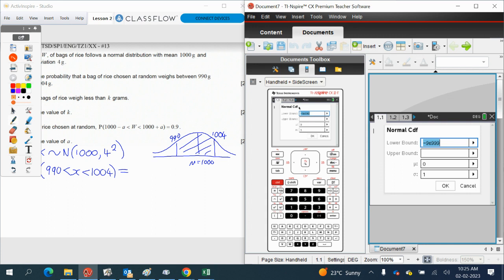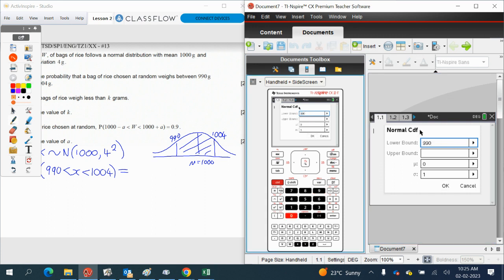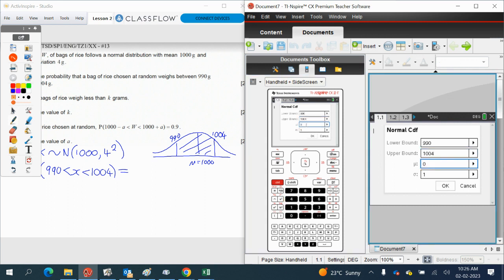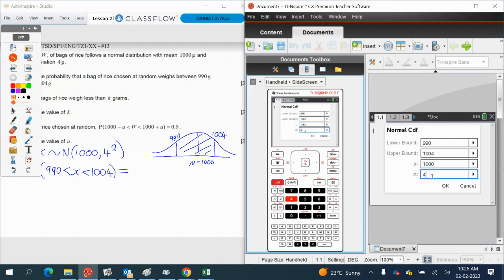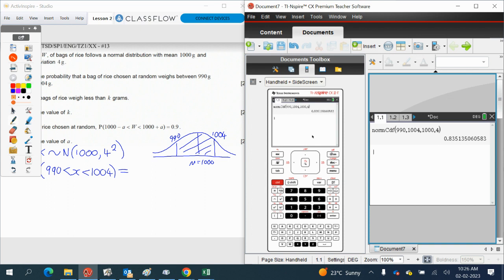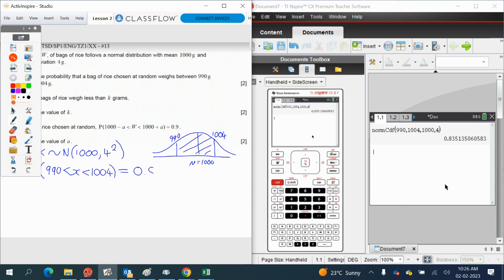Our lower bound is 990. Our upper bound is 1,004. We have 1,000, and then a standard deviation of 4. Put it into your calculator, press enter. We get a value of 0.835.